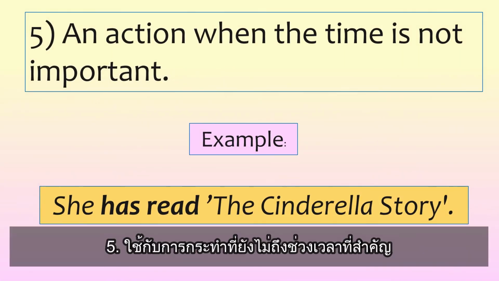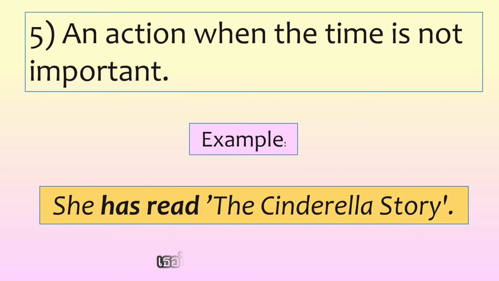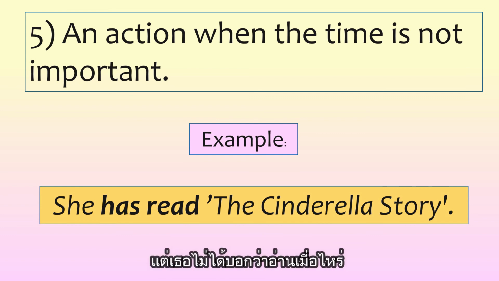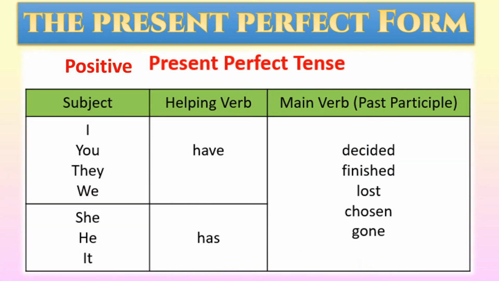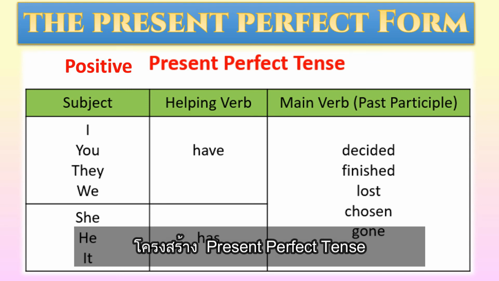Okay, number 5. You use present perfect to describe an action when the time is not important. For example, she has read the Cinderella story. We don't know when it was. I don't care about the time when you read it, as long as you have read it already. Alright, so this is how we are going to make the present perfect form.